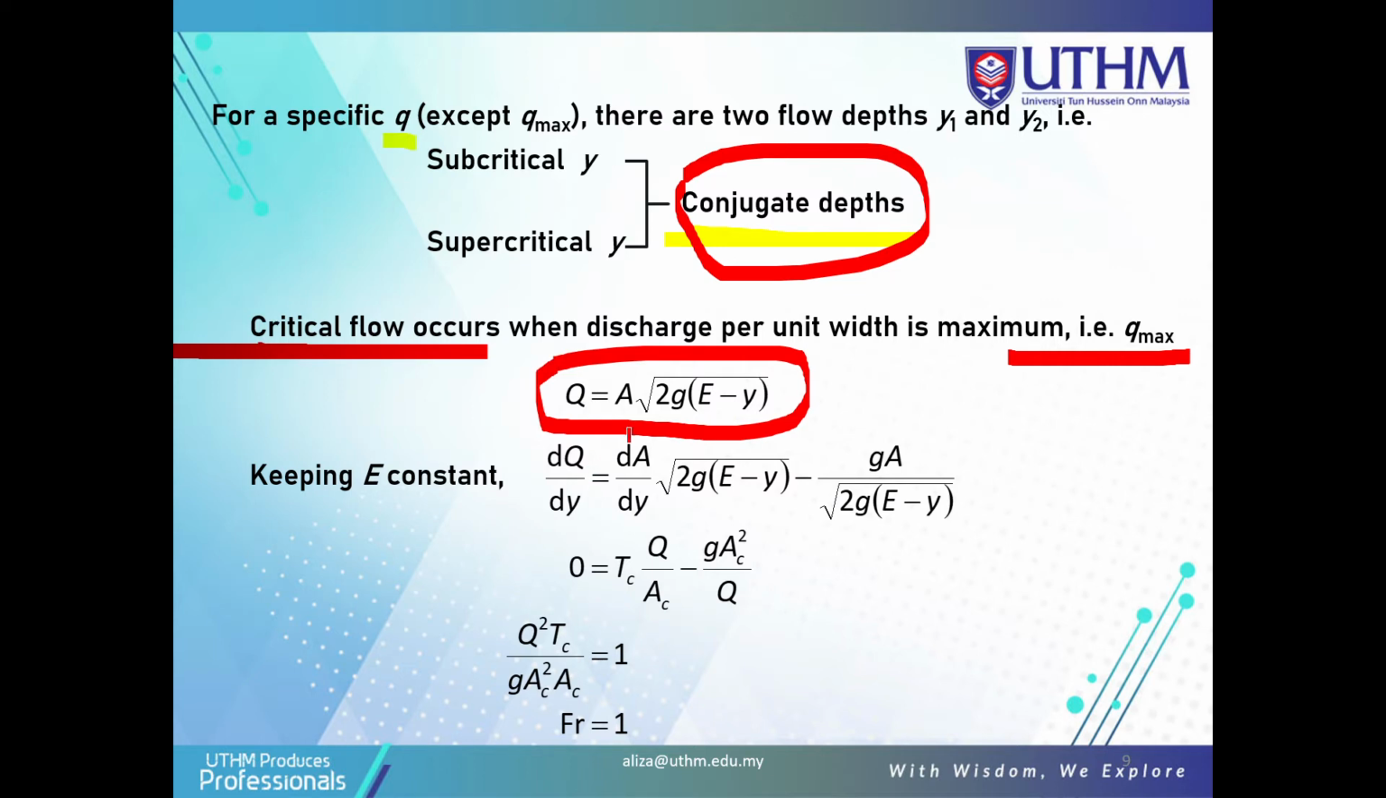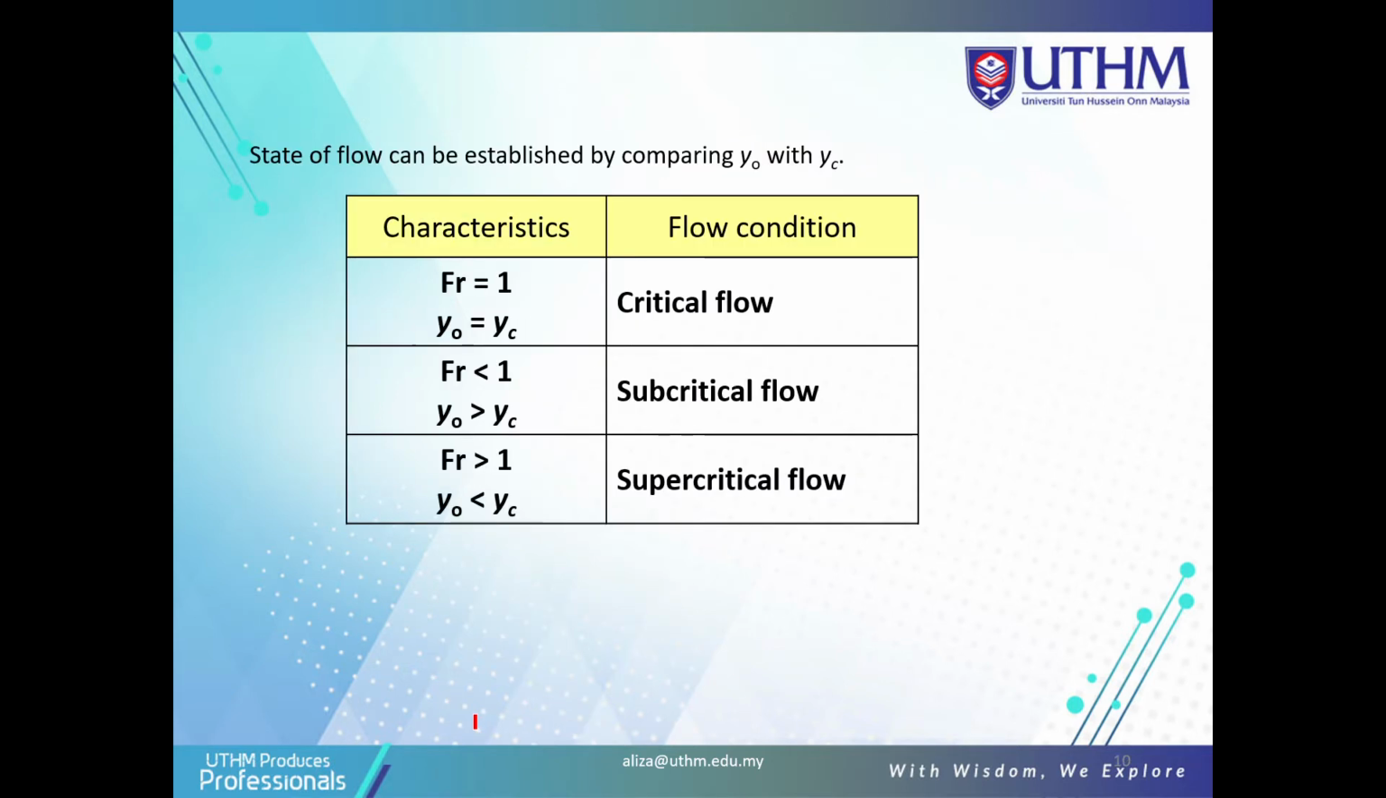Okay, so we use this formula. No need to worry about this one, we only use this equation. This equation is for rectangular sections only, so we get the value here. Now we look at how the state of flow can be established by comparing y naught with yc.